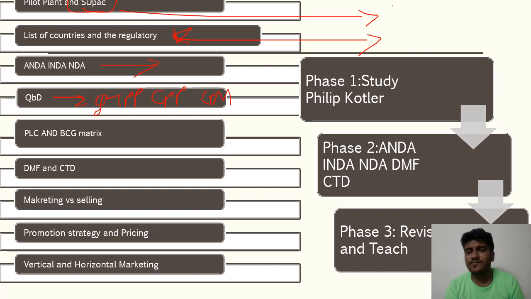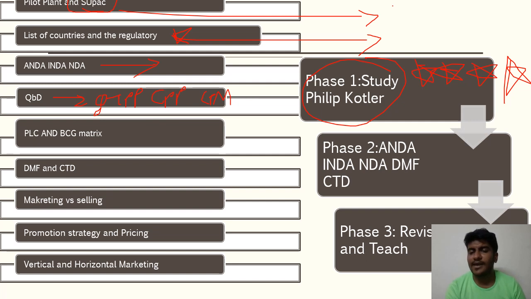So what are the three phases in which you can complete this? Number one is to study Philip Kotler. This is the best book that you need to study for pharmaceutical management, and this is the only book that will give you the entire syllabus of your pharmacy and your GPAT.